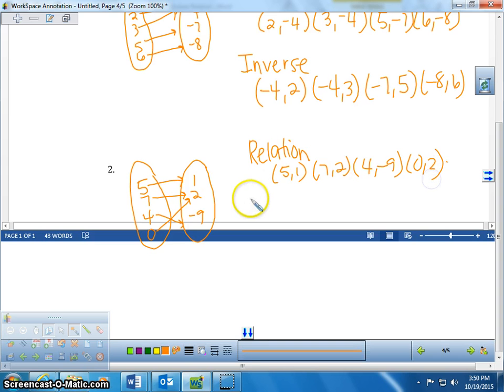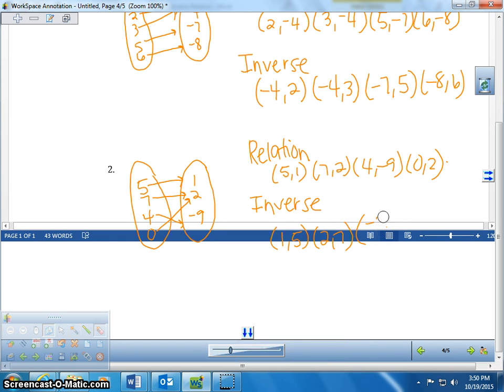The inverse would be the opposite of that. 1, 5, 2, 7, negative 9, 4, and 2, 0. That concludes the notes for today.